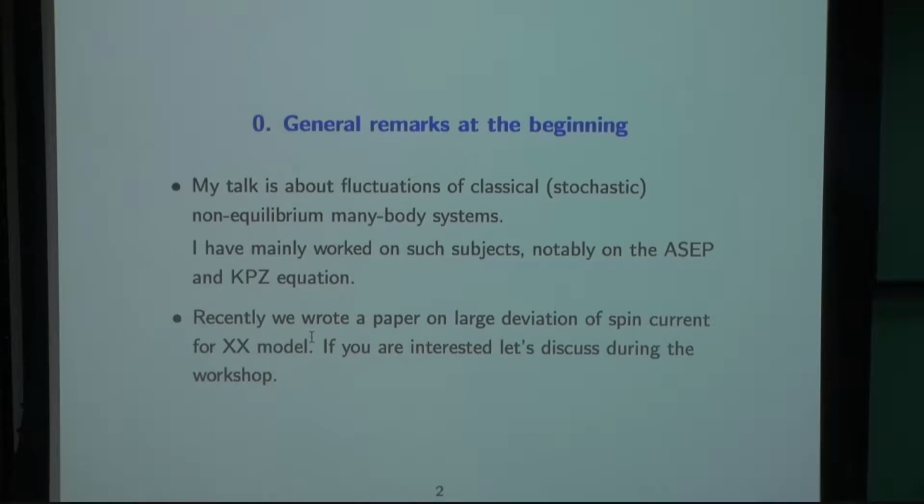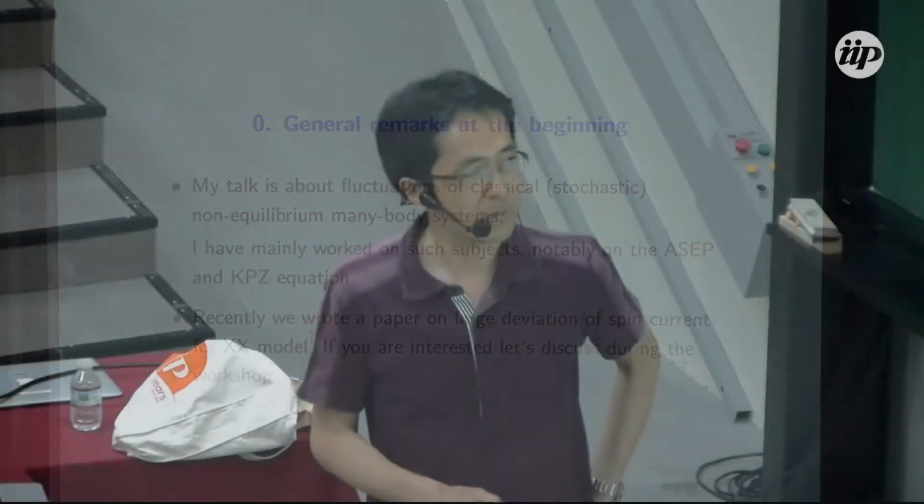But I also have interest in some quantum systems, and recently wrote a paper on large deviation of a spin current for the XX model. I was a little bit hesitating whether I should talk about this because it may be of more direct interest to you. But I thought that this conference was, at least at the beginning, aiming to have a broader perspective about hydrodynamics and the fluctuations. So I decided to talk about the classical thing. Anyway, let me go on.